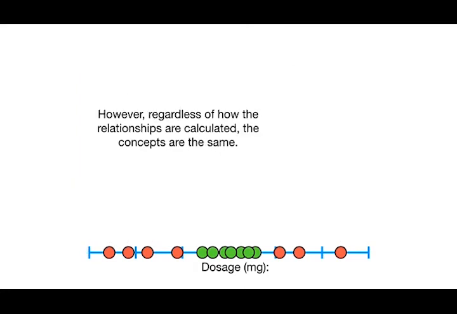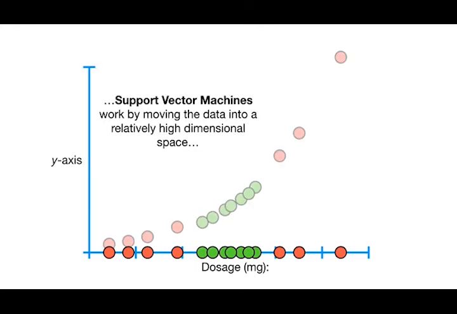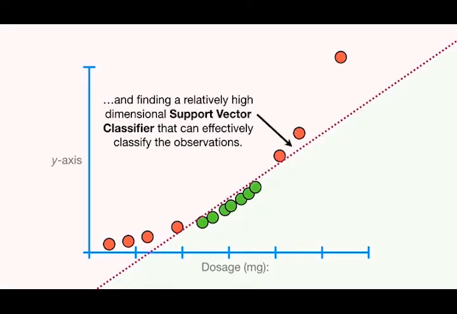However, regardless of how the relationships are calculated, the concepts are the same. When we have two categories, but no obvious linear classifier that separates them in a nice way, support vector machines work by moving the data into a relatively high-dimensional space and finding a relatively high-dimensional support vector classifier that can effectively classify the observations.